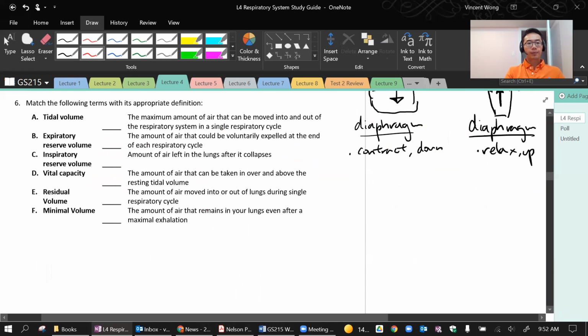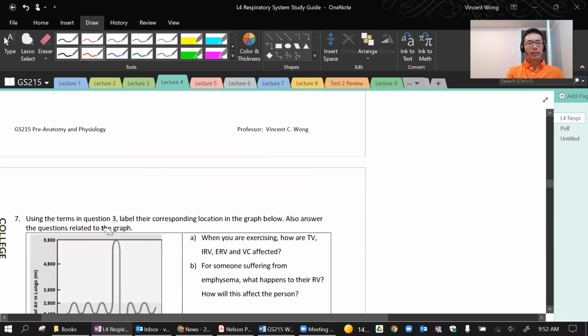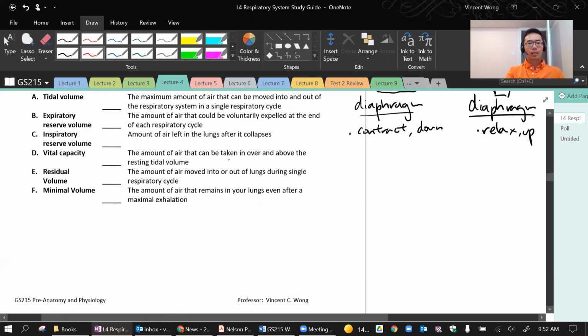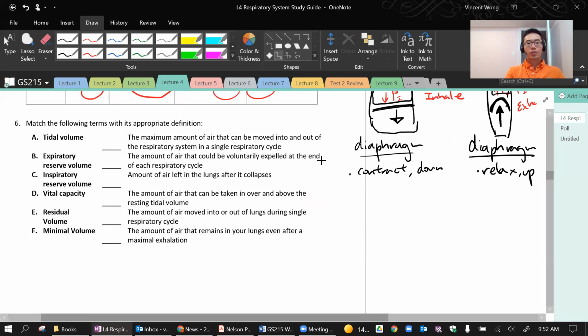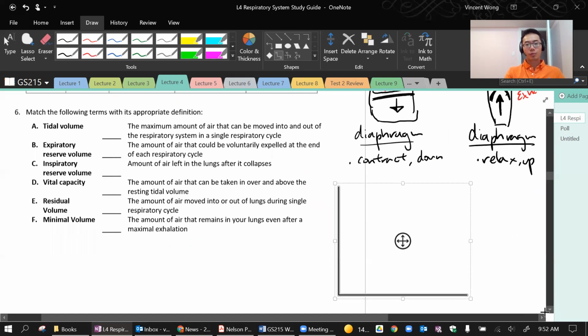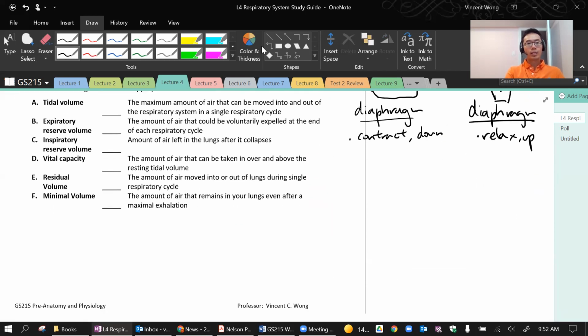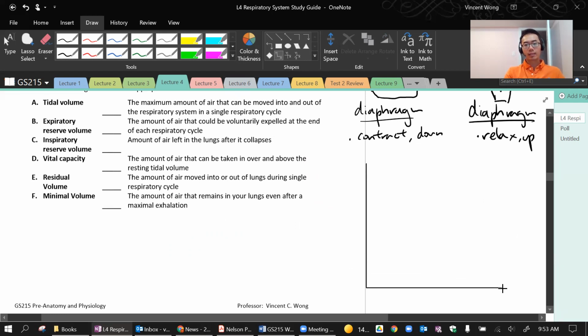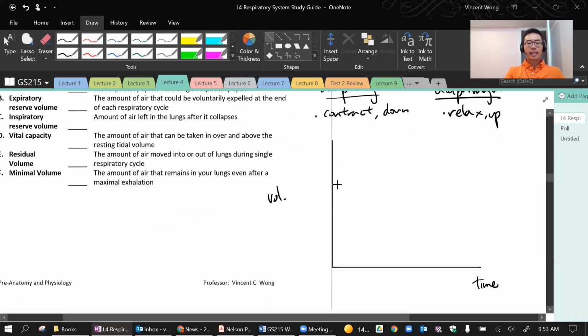All right, moving on. Next, we have a bunch of volumes here. Now, I already labeled this in class, so I'm not going to go through that again, but I'll draw it from scratch to help you understand it, for those of you who need a refresher or haven't watched the recordings yet. So this would be volume of the lungs, and this is time. As you are sitting here for the past hour and a half, you're breathing in and out quite regularly. So air goes in, goes out, goes in, goes out, goes in.